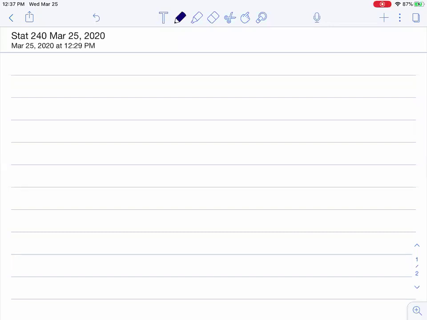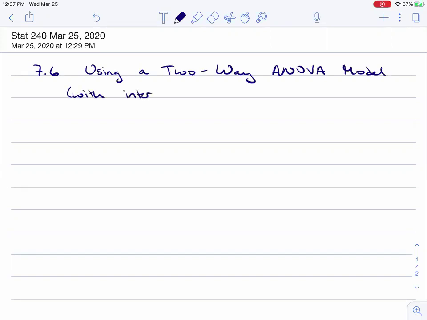And so the last section that we didn't quite get to is 7.6, using a two-way ANOVA model with interactions. Okay. So I just want to lay out the hypotheses that we're testing when we run that ANOVA, and then we'll get into chapter 8.